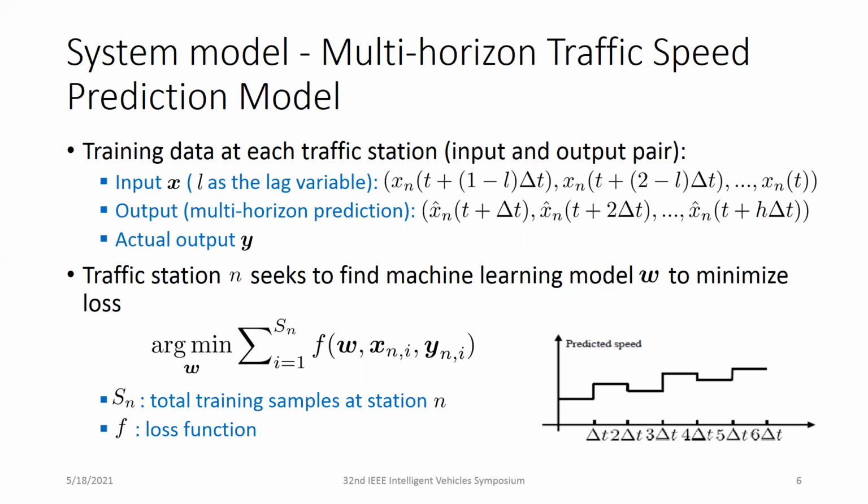For the output, we have the actual output measured by the sensors, and we also have the output predicted by the machine learning model. H over here represents how many horizons we consider in the prediction. For each traffic station, it aims to find the machine learning model omega to minimize the loss. S_n over here is the total number of training samples, and F is the loss function.